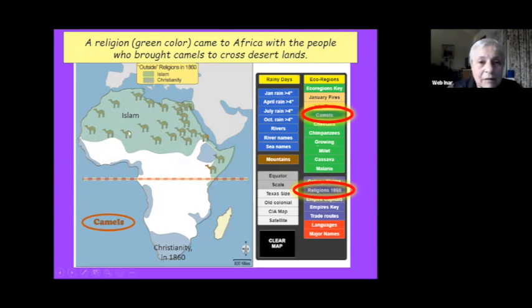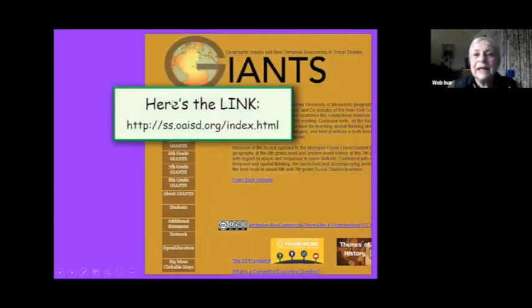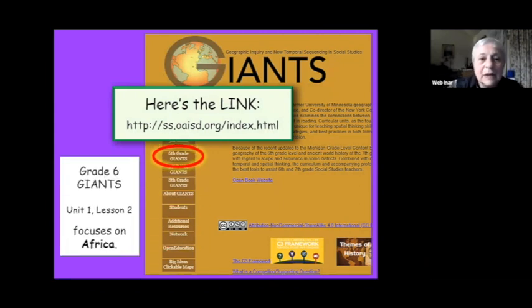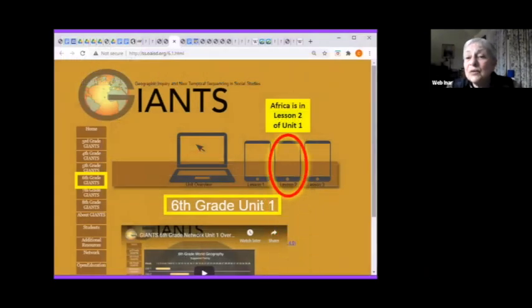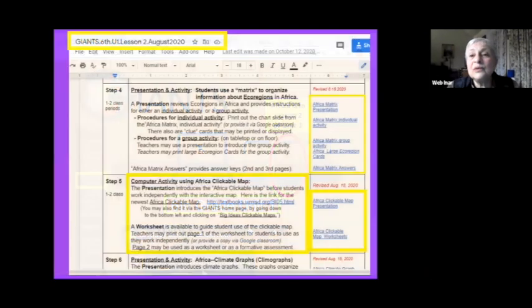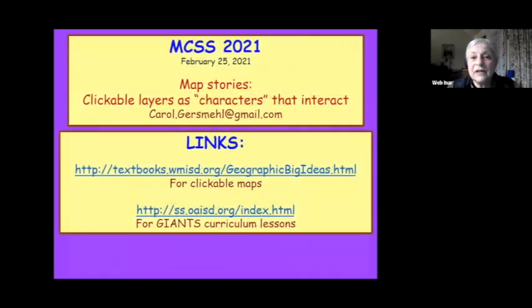Here, show that. And here's a link, and we'll take you to, this is in Unit 1, Lesson 2 of 6th grade Giants. You can go to Unit 1, and then in Unit 1, you can go to Lesson 2, and you will find, for example, the clickable map and preceding lessons there.